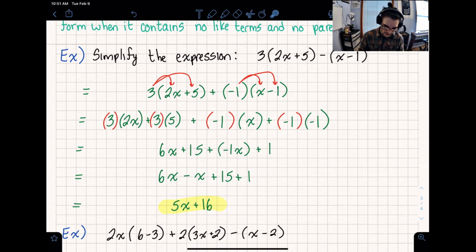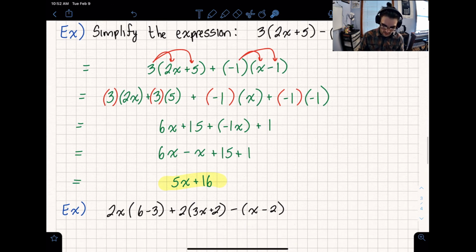So we keep simplifying this. The 3 times the 2x gives me a 6x here. 3 times 5 gives me a 15. And then transfer down the plus again. The -1 times x is a -1x. And then we have the -1 times the -1, +1.